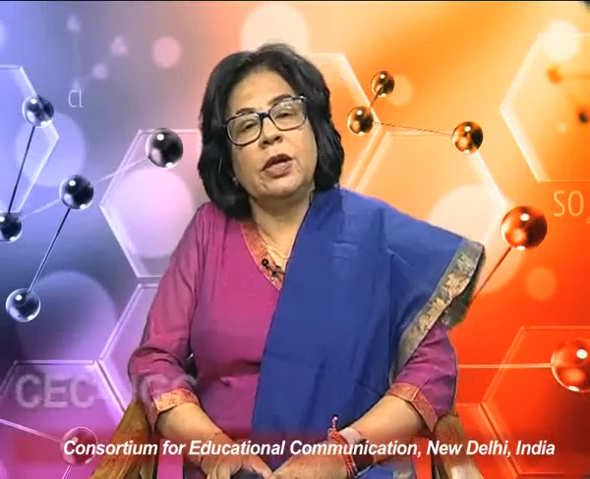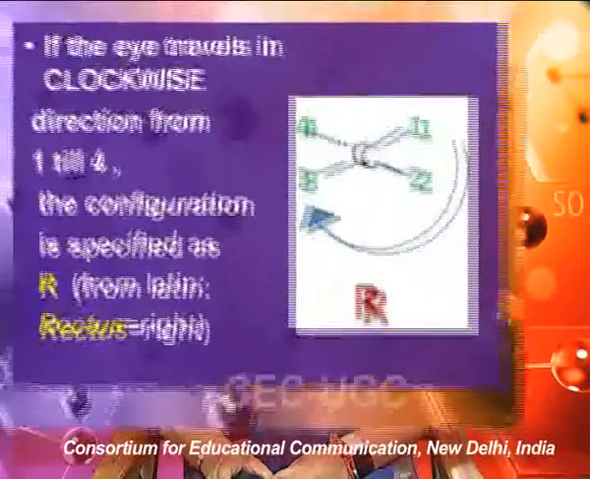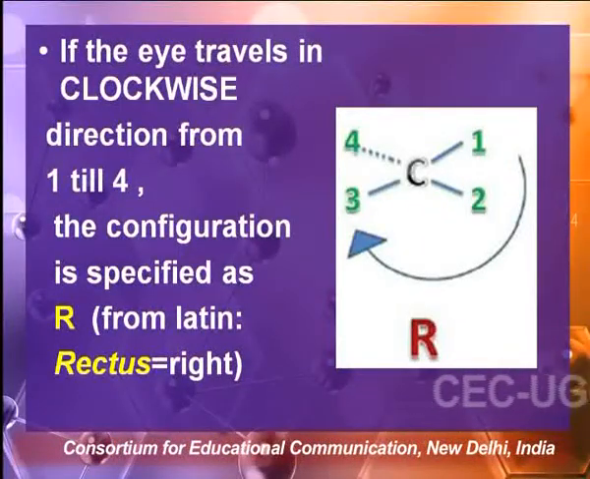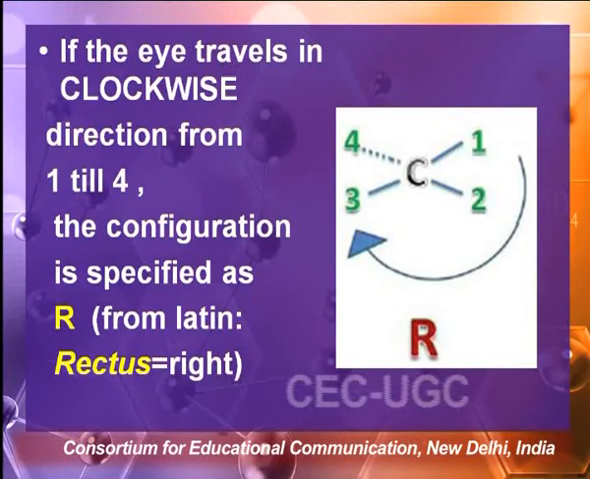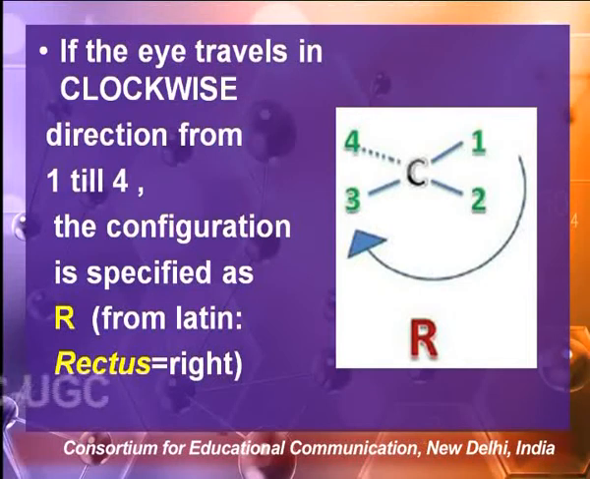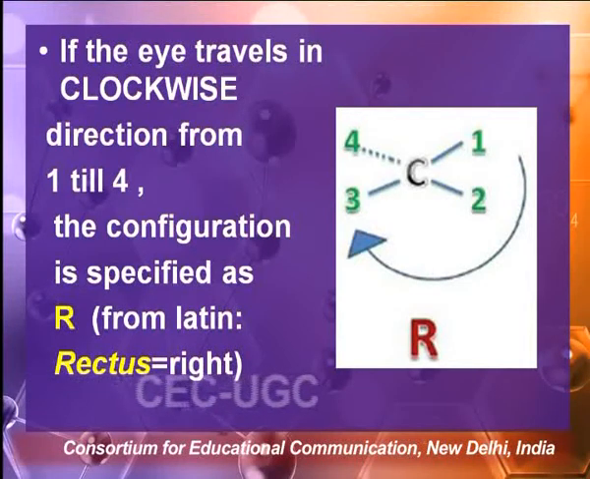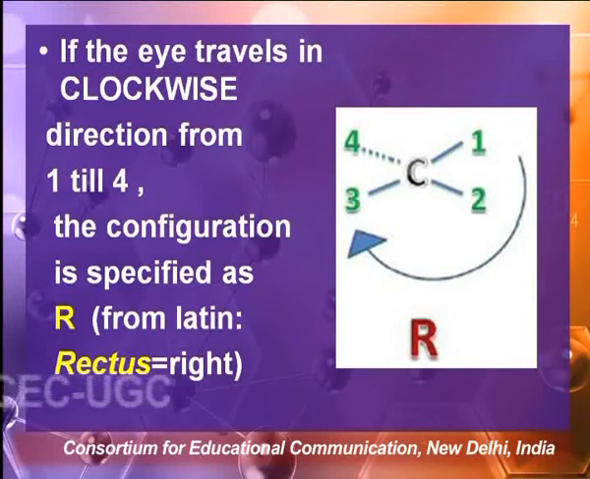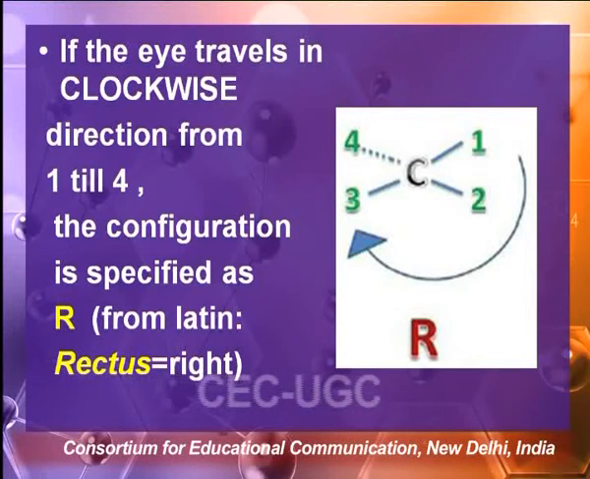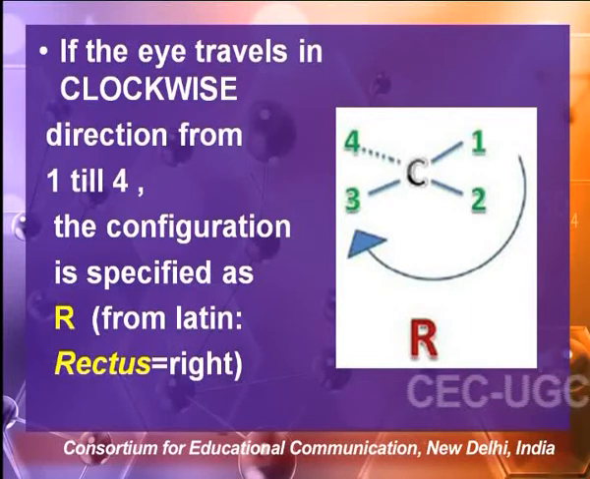Now, as you can see on your screens, I have shown a structure in which a carbon is attached to 4 different groups, and this carbon is chiral in nature, and we have assigned priority to the groups on the basis of their atomic numbers. Now when we view the molecule from the group having highest priority to lowest priority, our eye is traveling in clockwise direction. Therefore, this molecule is assigned configuration R, and R is derived from the Latin word rectus, which means right direction.